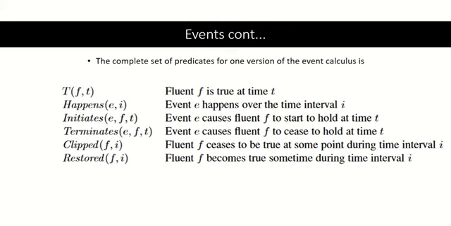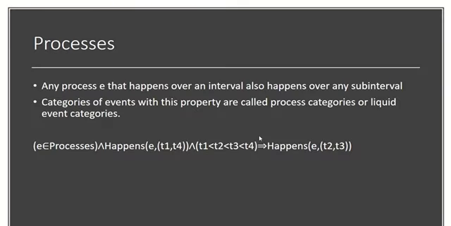So, for example, if we are considering time, there are some predicates which we can use while writing the events. So, the very first is T(f, t). Here it means fluent f is true at time t. Same thing if I write Happens(e, i), that means the event e is happening over the time interval i, and you can go through the rest of the examples.